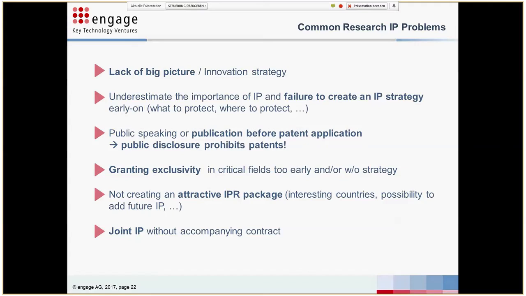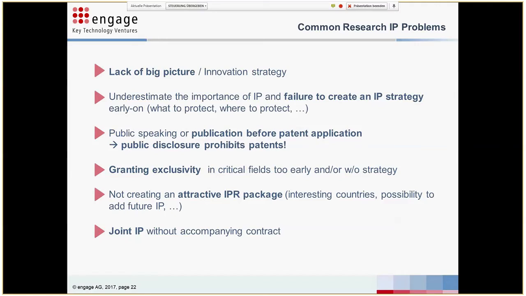And then we have to tell them, well, you should better get back and solve these problems because they are important for deciding which IP strategy to use. This, for example, decides in which countries you actually apply for a patent. And this will move big money. So you need to develop an IP strategy early on. What to protect, where to protect, what could be protected in the future, things like this.